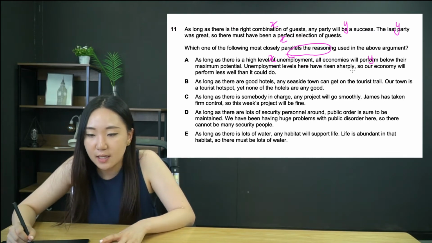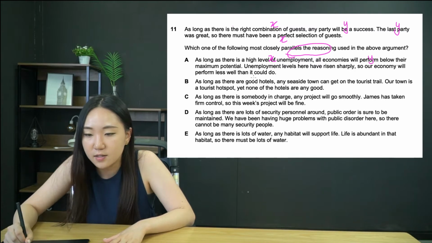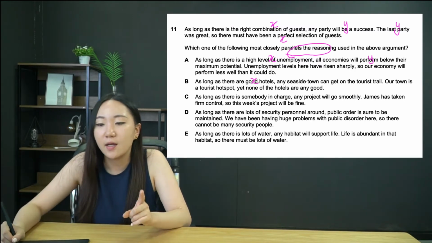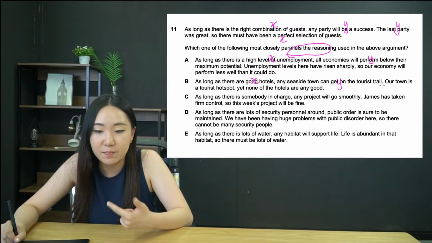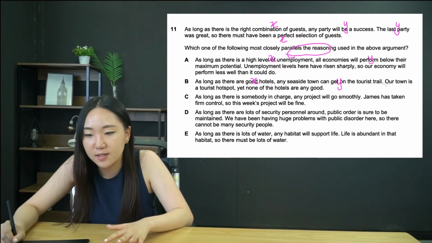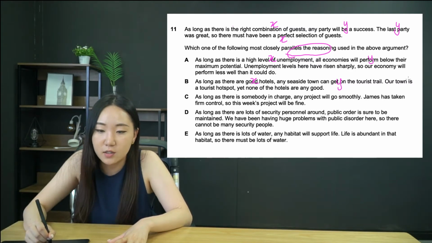"As long as there are good hotels, any seaside town can get on a good trail." So as long as there is X, you can get Y. So now it should be "our town can get on the tourist trail," which means there are good hotels, whereas this one says "our town is a tourist hotspot." That is not the same as Y, so that's incorrect as well.